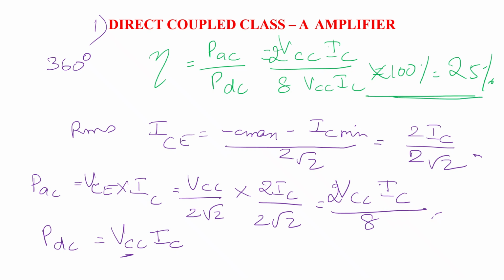So this is the efficiency that we have obtained by analyzing the circuit. We determined the value of AC output power, we determined the value of DC input power, and hence calculated the value of efficiency.